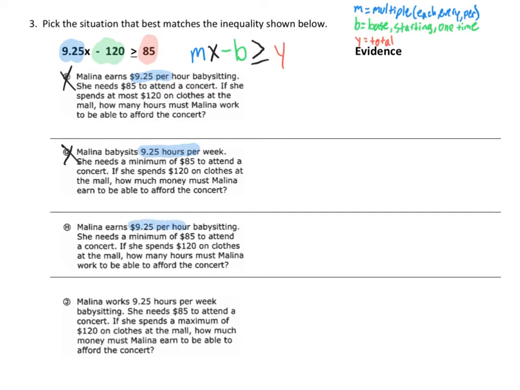She needs a minimum of $85 to attend a concert. If she spends $120 on clothes at the mall, how many hours must Melina work to be able to afford the concert? So it says she spends exactly 120, which would make sense here because it tells us that she spent exactly 120 up in the problem right here.